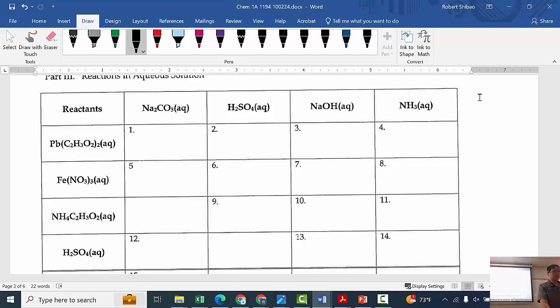12 is sulfuric acid and sodium carbonate. So I'll pour some sodium carbonate in here, and then I want to do what? Add the acid or add the sodium carbonate? I'm going to add acid. I'll try to do this carefully, but let's see what happens here.